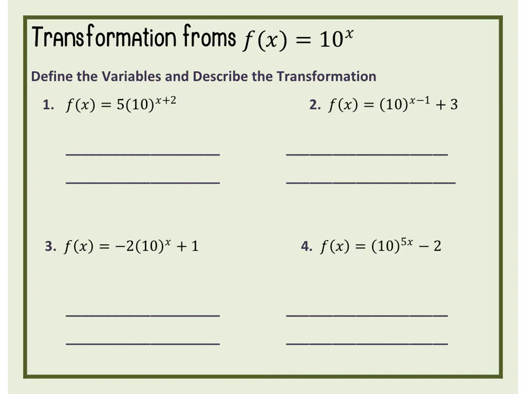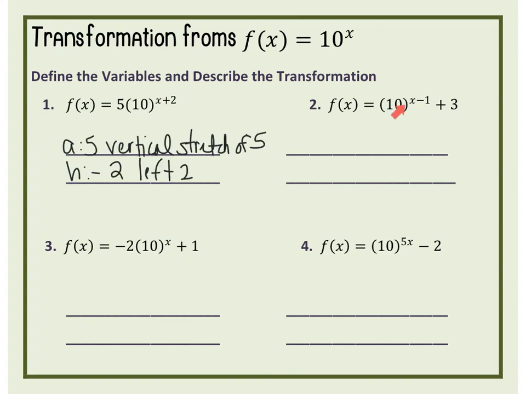For this first question here, so again, this 10 is not going to be any part of our answer, okay? This is just my base. So this is an A value because it's in front of the parentheses. This is my H value because it's in the exponent, but we're always going to change the sign here. So A is 5, which causes a vertical stretch of 5. And H is -2, which is going to cause the graph to go left 2.